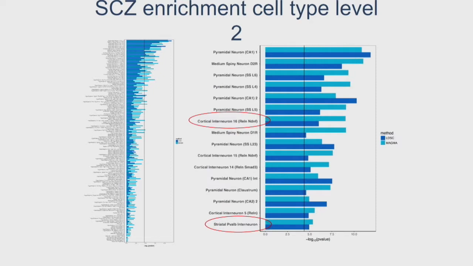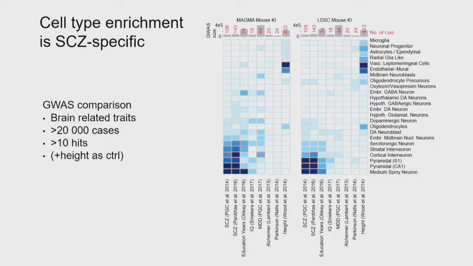Okay, so we did this. We see this cell type enrichment for schizophrenia. Now we ask the question: is this specific to schizophrenia or not? Then you can compare it to other GWASs, and we made a cutoff. They had to have more than 20,000 cases, more than 10 genome-wide significant hits, and then we used height as a control. And you can see the first two here are two different schizophrenia sets. They hit the same cell types. I mean, they are subsets of each other.